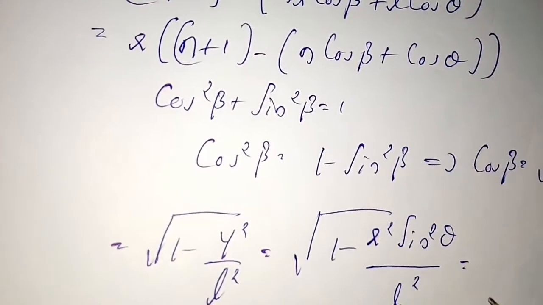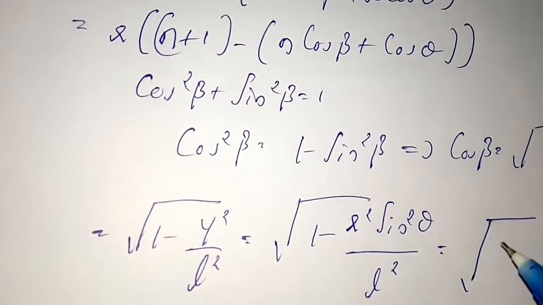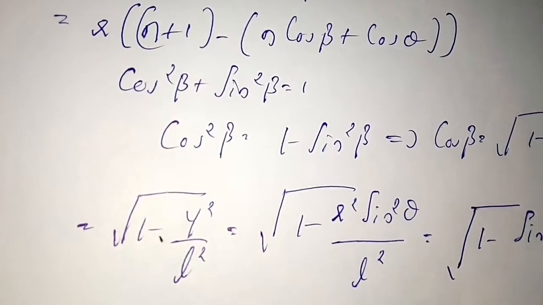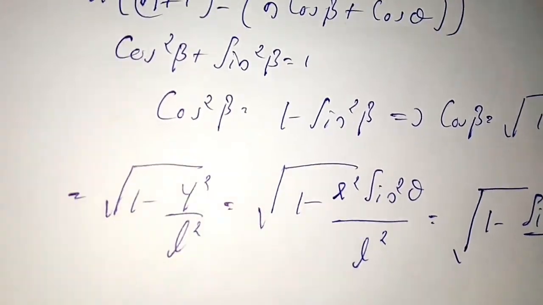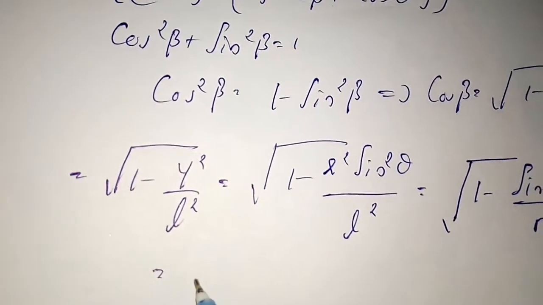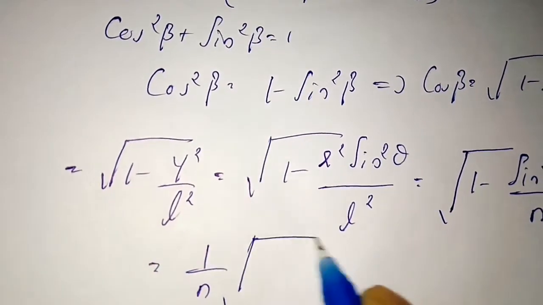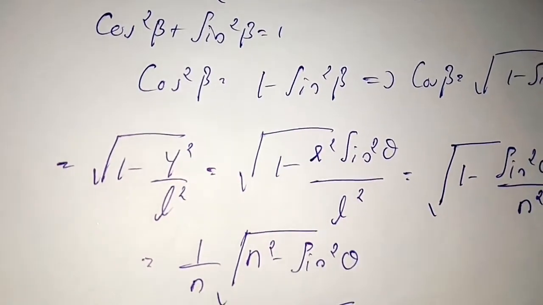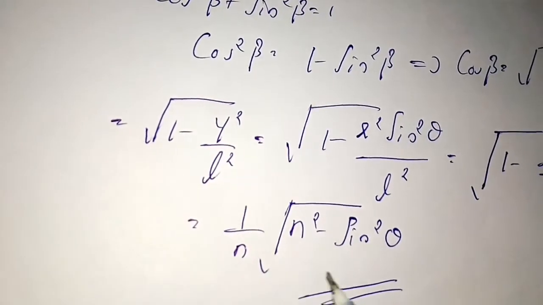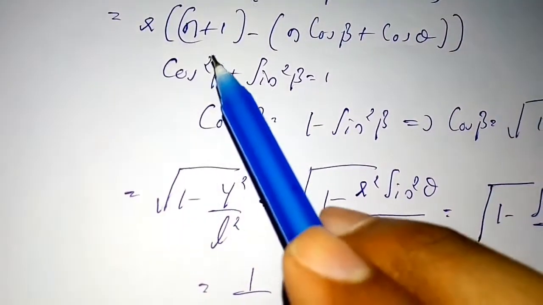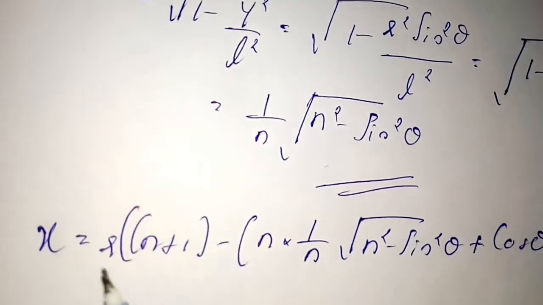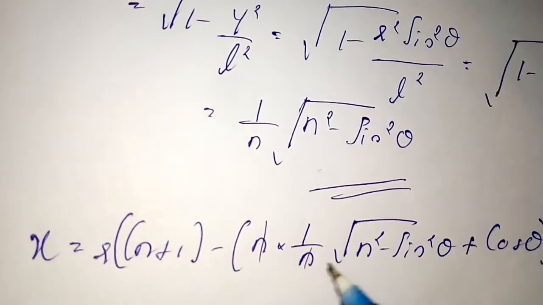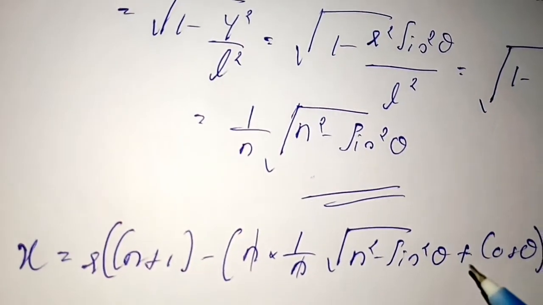And we also know that L by R is equal to N. So R by L will be 1 by N. So it will be sin square theta divided by N square. From this equation we can take the N as common. So it will be 1 by N root of N square minus sin square theta, right? So now we have a substitution for cos beta. So we are going to substitute this equation in the displacement equation. So by the substitution we will get R into N plus 1 minus, so these N will get cancelled, and it will be root of N square minus sin square theta plus cos theta.